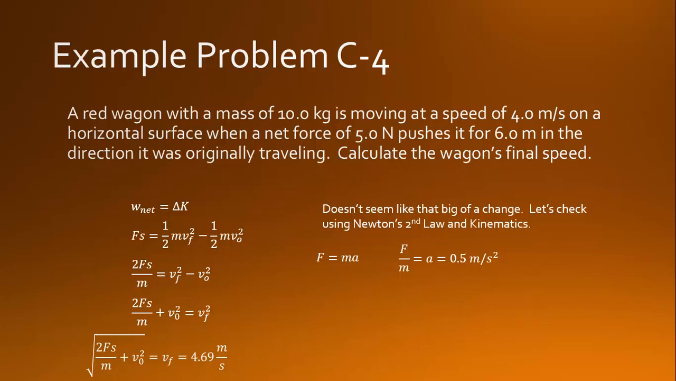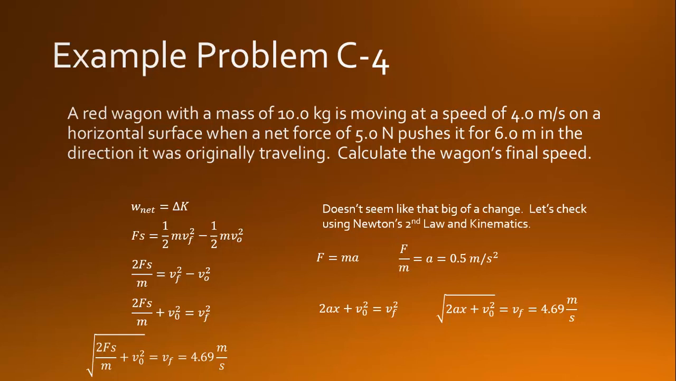Well, 5 newtons divided by 10 kilograms is a half meter per second squared. And we have 2ax plus v initial squared equals v final squared. That's easy enough to solve for v final, just square root both sides. And if you plug in all your variables, you actually end up with the same result, 4.69 meters per second. You can even substitute this in for a if you would like, and end up with the same exact equation. So it doesn't matter which way you do this problem. Either way, you're going to get the same result.